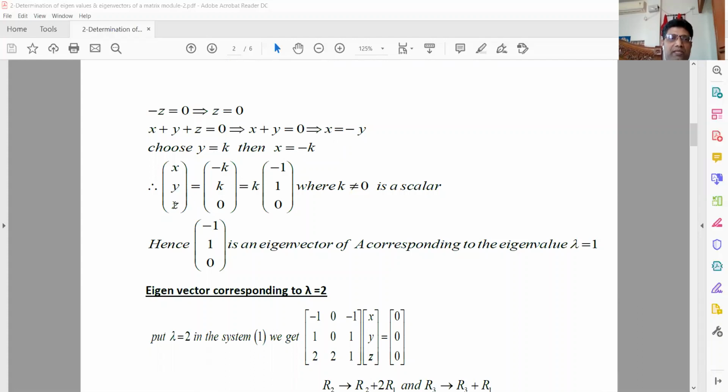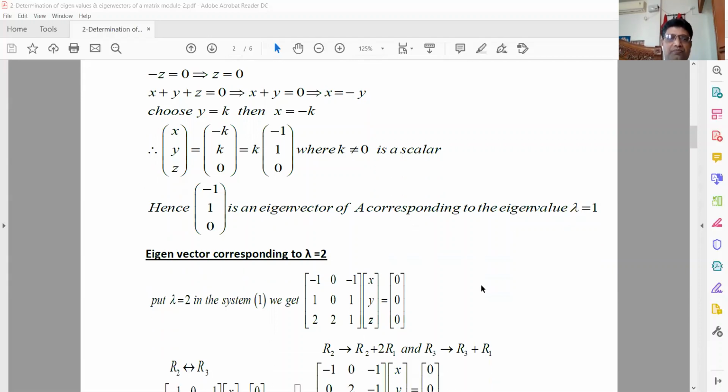Therefore, the eigenvector xyz equals, what is x we got? Minus k, y is k which we selected, z is 0. So from this I take k outside, then I will get minus 1, 1, 0. K is a constant, a scalar which is not equal to 0. So if I choose k equals 1 for simplicity, I will get minus 1, 1, 0, which is an eigenvector corresponding to lambda equals 1.